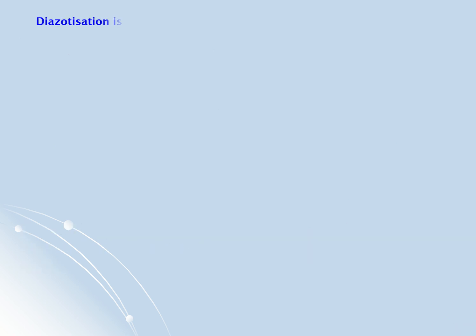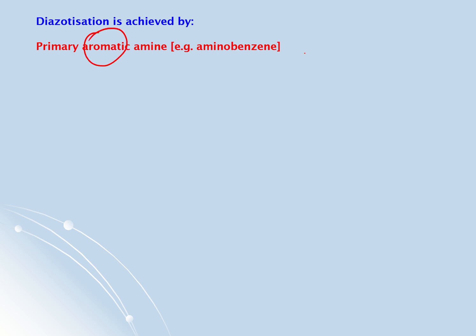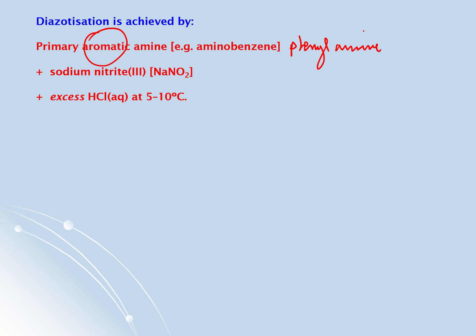Right, so let's see how we actually do this diazotization and make this diazonium group. We take our primary aromatic amine, so it must be aromatic, aminobenzene, or as we more frequently call it, phenylamine. We use sodium nitrite and excess HCl between 5 and 10 degrees Celsius.